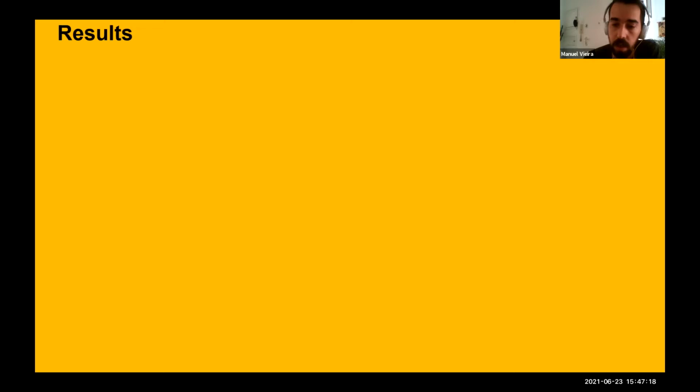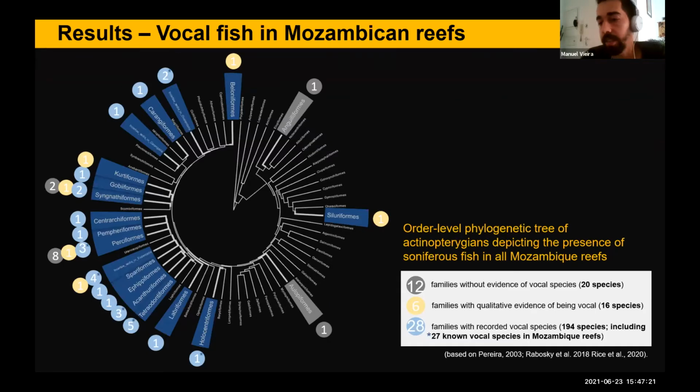So in terms of results, the first thing we checked was, do we have fish sounds in these waters? We researched the list of fish that we have on these Mozambique reefs. In this case, we only found the general list for all the coral reefs in this country, but it can be quite a proxy of what we can also find in these specific coral reefs that we recorded. And we found that we have at least 27 known vocal fishes there, and almost 200 species that are potentially vocal.